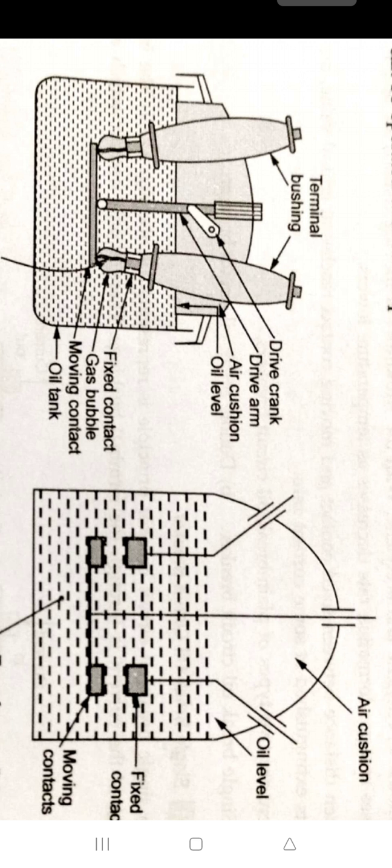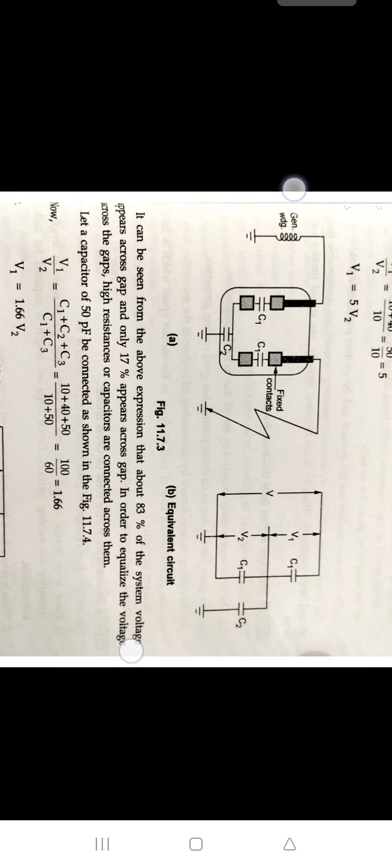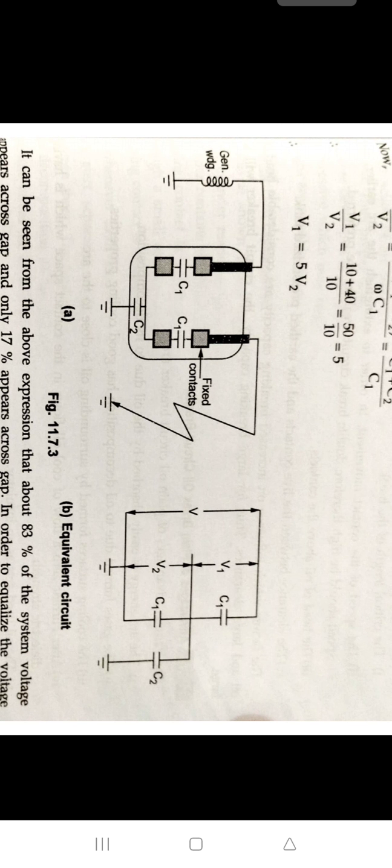When such a breaker interrupts an earth fault, the recovery voltage is not equally divided between the two breaks. This statement can be very well understood by considering the equivalent electrical circuit shown here. Here C1 represents capacitance between fixed and moving contacts and C2 represents capacitance between moving contacts and earth.